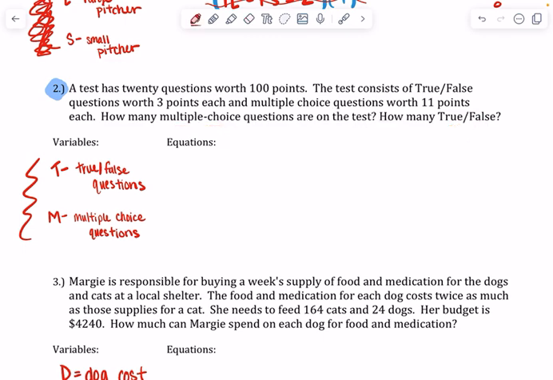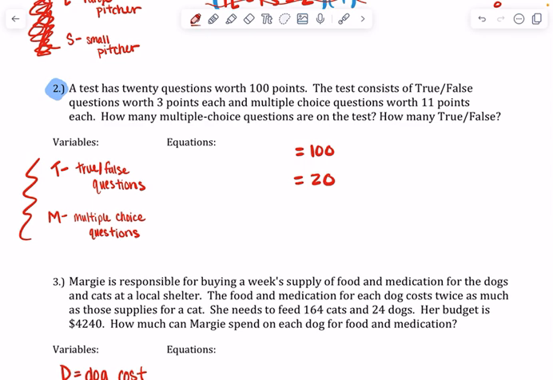So we need 2 equations, right, with T and M. We need an equation for the number of points and also an equation for the number of questions. I think the points one is a little bit easier to come up with, but we need one for the points and one for the number of questions.